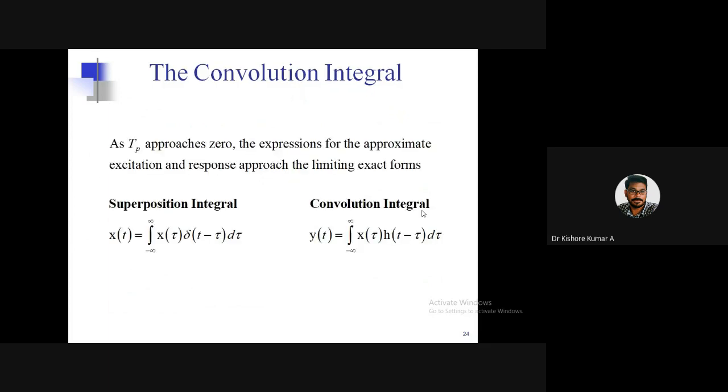And here, for the superposition integral and convolution integral, there are two approaches. If the pulse duration approaches 0, the convolution integral expression may be used for the approximate excitation, and the response approaches the exact form, in both cases, the superposition integral along with the convolution integral.